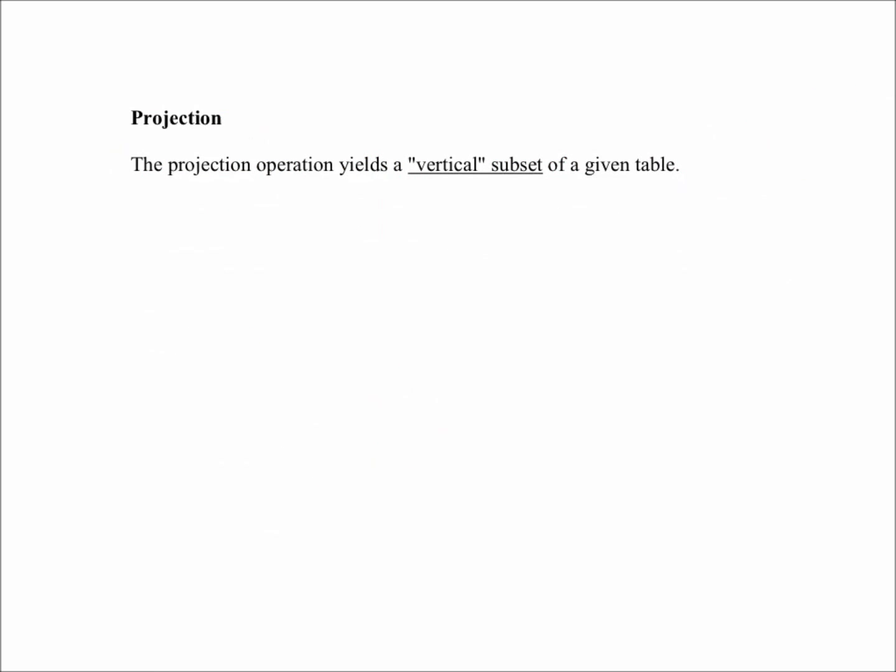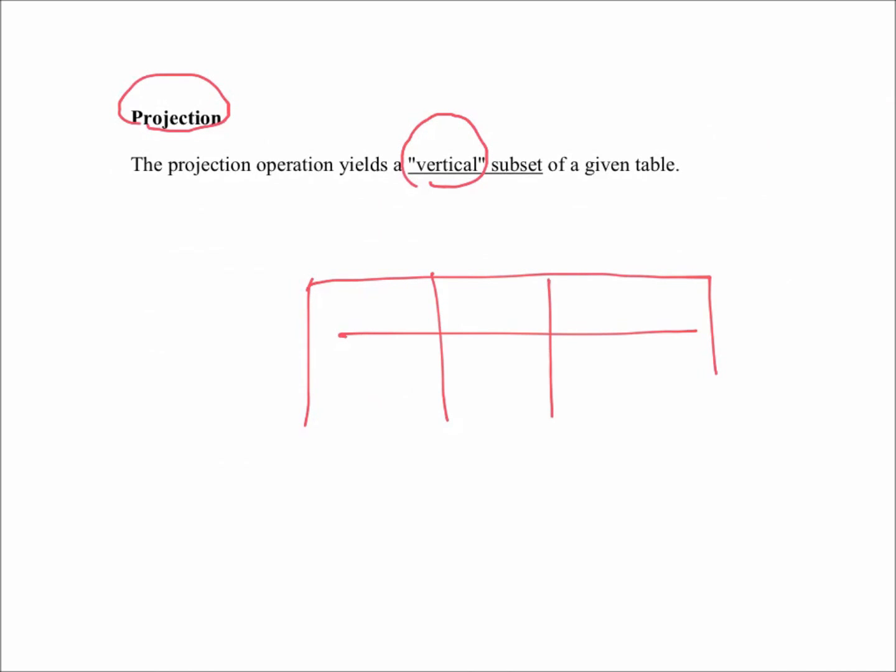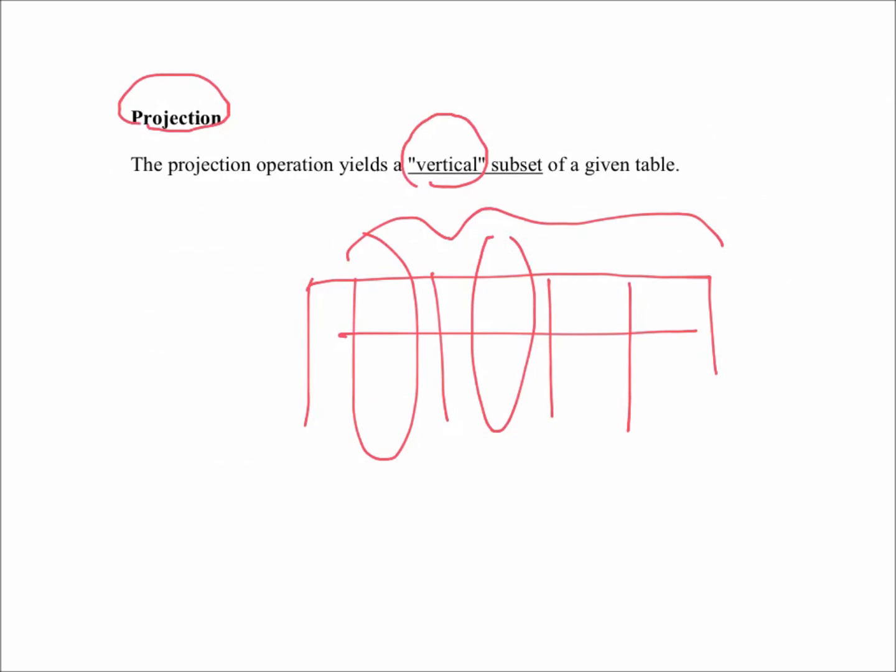All right, so let's talk about the projection operation. The projection operation yields a vertical subset of a given table. What that means is, when you have a table like this, the projection operation provides a vertical subset: some columns, one column, two columns, many columns, or all columns.